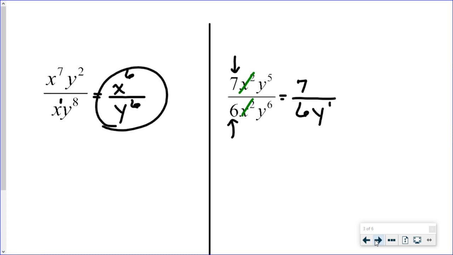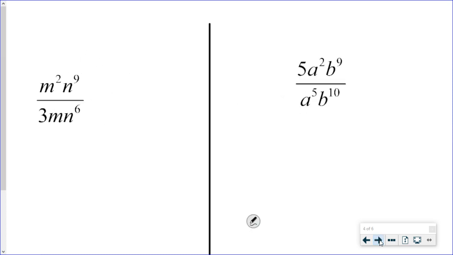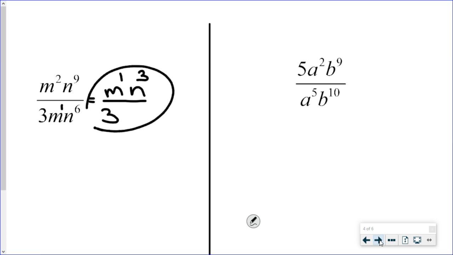Okay, let's keep going. I think you can do this. First things first, there's only a 3 on the bottom, so we're going to leave it on the bottom. That m doesn't have an exponent, so I'm going to write that exponent. Where's the bigger exponent? Subtract them. Now for n, where's the bigger exponent? Also on the top, subtract 9 and 6. And that's what you got.